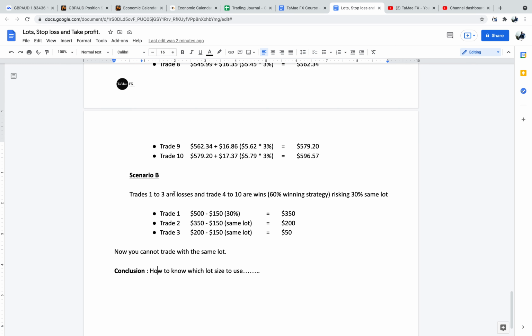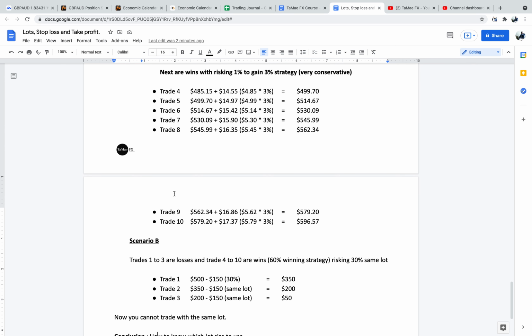Okay, so each pair has a different price per pip. So 1 pip can be 5 cents for another broker, can be 5 cents for another pair, can be 10 cents for another pair. So you have to know how to calculate that risk per individual pair.